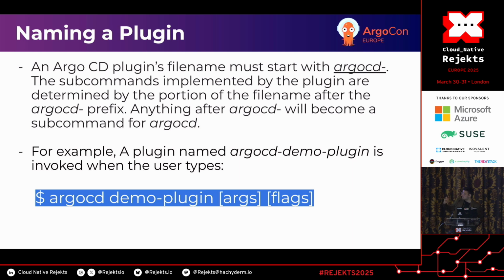So it's basically something like this. For example, if you have argocd-demo-plugin-demo, then demo-plugin-demo is going to become the subcommand of Argo CD, and then you can obviously have your binaries introduce certain subcommands, some sort of flags, whatever you want to.